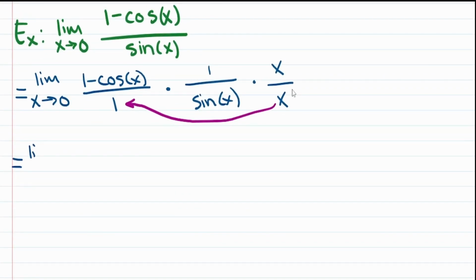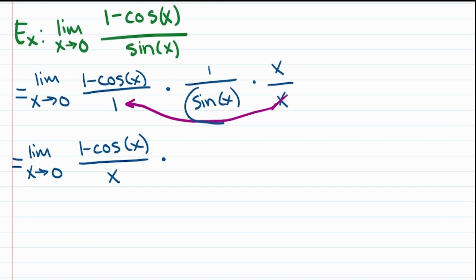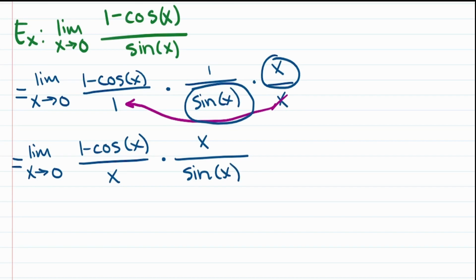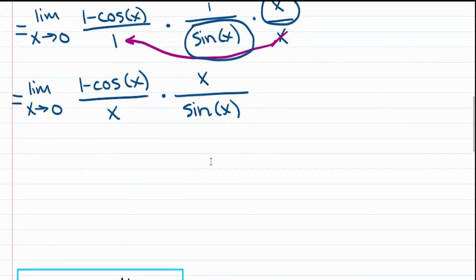Now we have the limit as x approaches 0 of 1 minus cosine x, and now we have that x in the denominator. And what are we left with? Well, we took care of the x in the denominator here. So we have a sine x in the denominator, and we have an x in the numerator. So let's put those together. Now we're pretty close to being able to take our special limit. What we can do is use the property of limits, which states that if we have these two things we're multiplying, then we can take the limit of each one separately. So let's go ahead and do that.